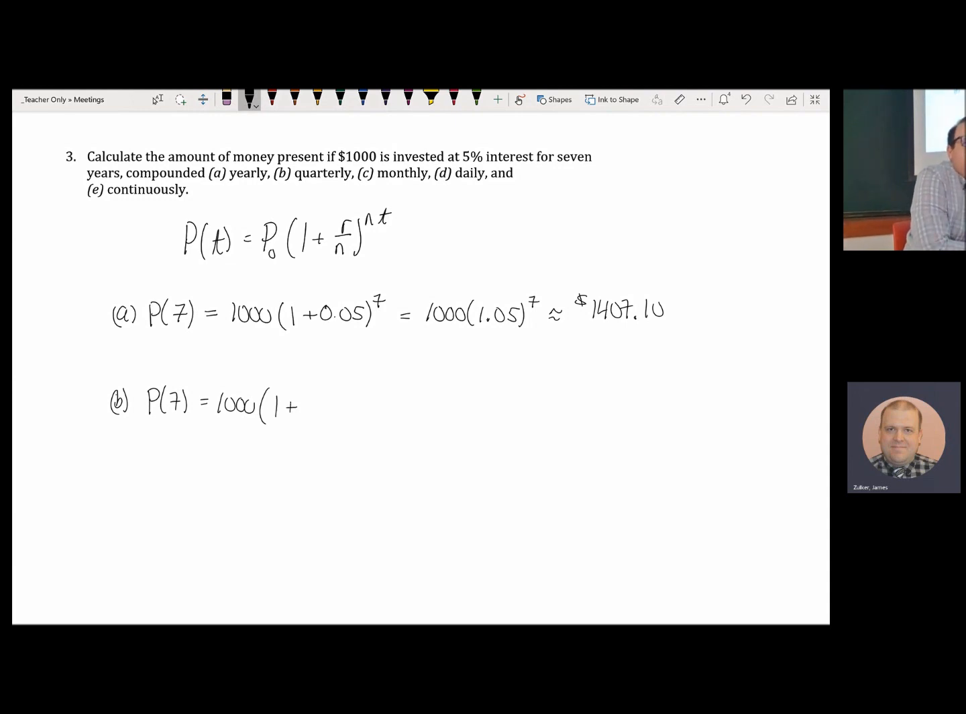Compounding quarterly. How many compounds do we have in a year? 4.